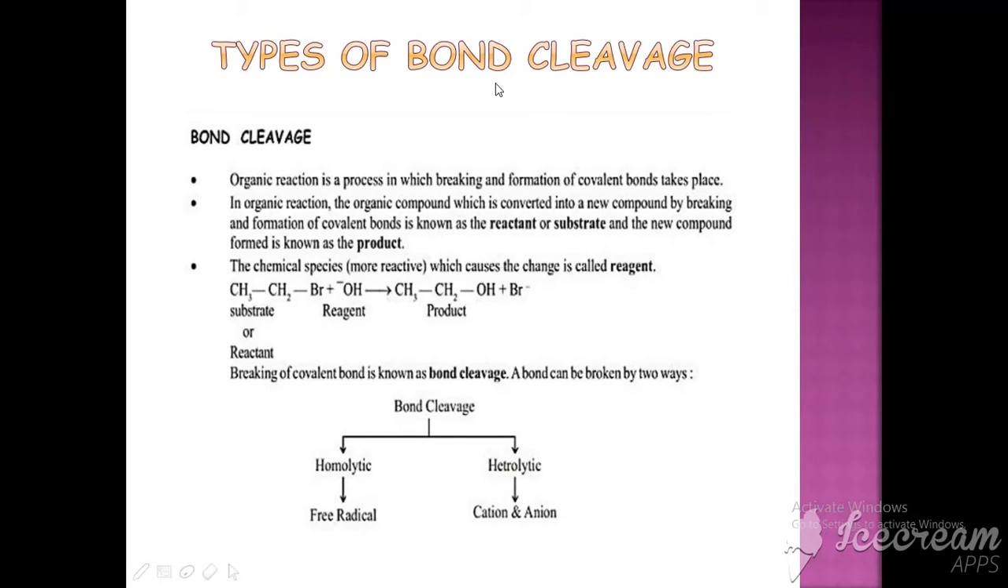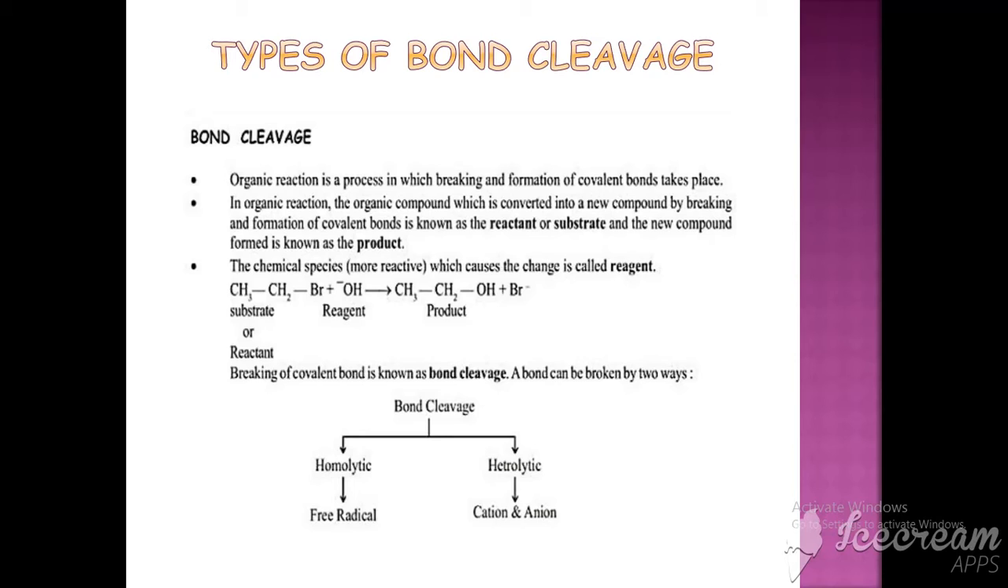Today we are going to start our new topic, which is bond cleavage. Types of bond cleavage is our first topic. Bond cleavage: an organic reaction is a process in which breaking and formation of covalent bonds take place. As we have studied in our earlier classes, covalent bonds are the type of bond which are made through the sharing of electrons.